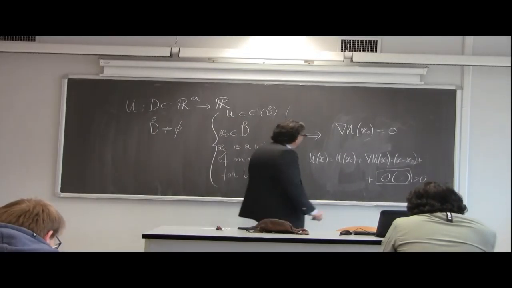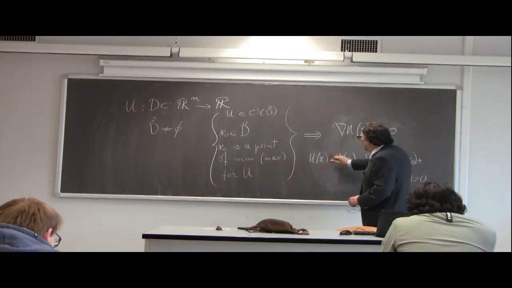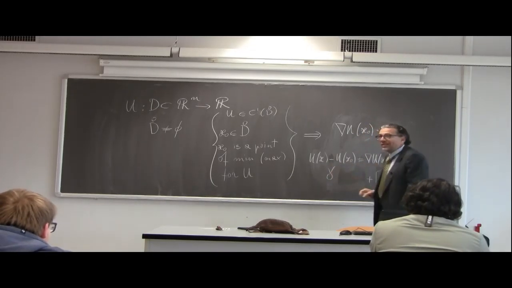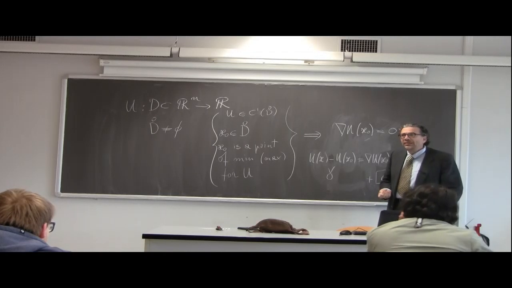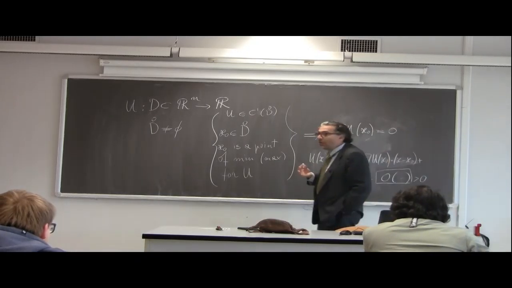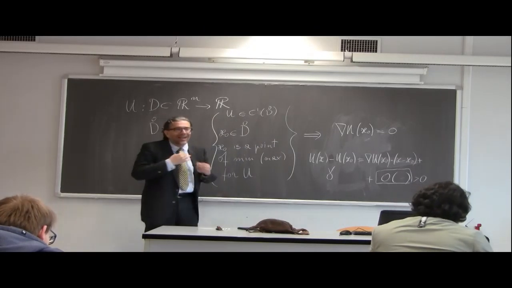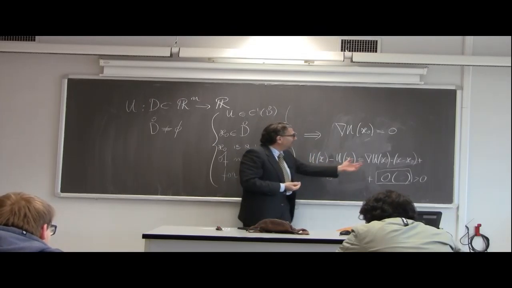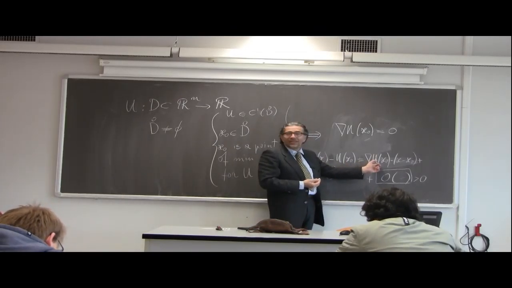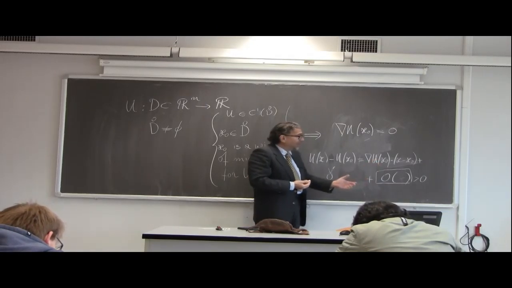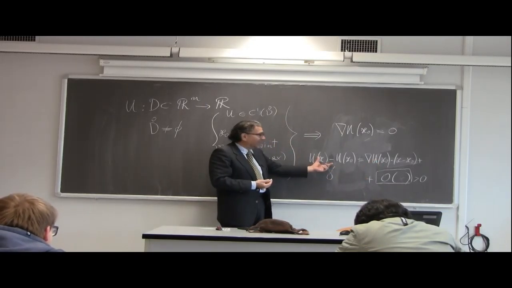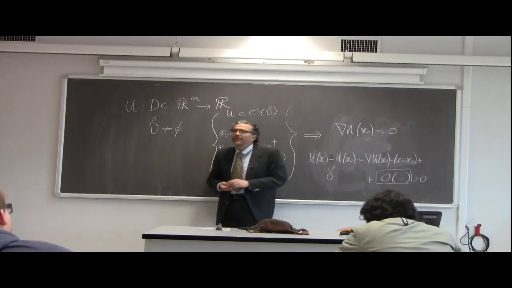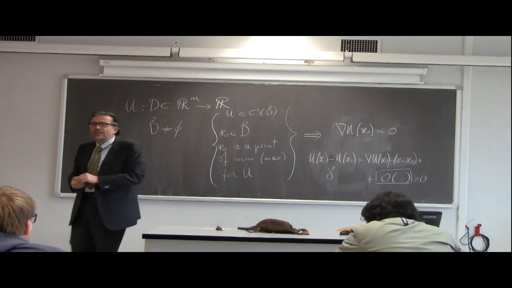And you assume that u(x) minus u(x0) is positive because x0 is a minimum. Now you are asking yourself, how can I find the gradient of u in x0, knowing that this is positive and this is positive in the neighborhood of x0.